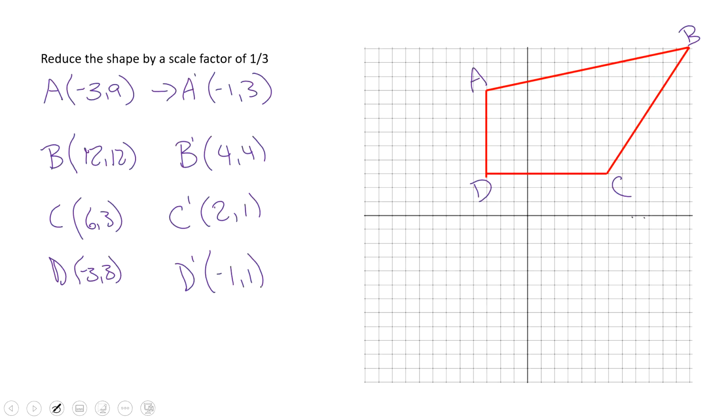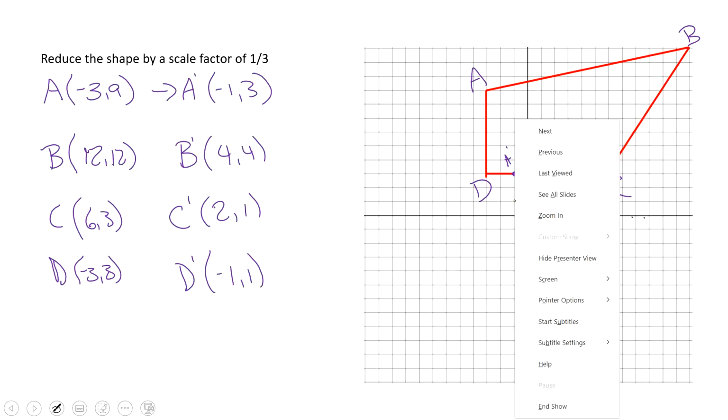I just go in and plot those points and see what my new shape looks like. So my new point is -1, 3. So here is my new A prime. 4, 4. So I go over to 4 up 4. Here's my new B. That's B prime. C prime is to the right 2 up 1. Put the C prime out here. And D prime is -1, 1.